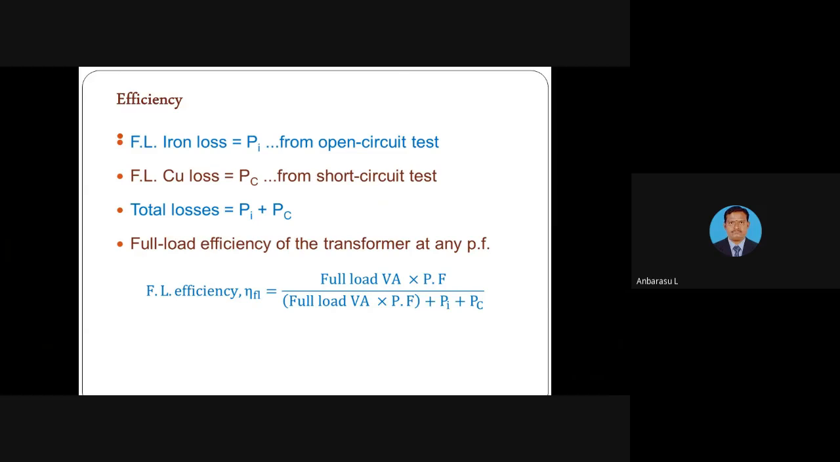So based on the losses, we have to determine the efficiency of the transformer at any power factor. Any power factor value means 0 to 1. That is 25% of load, 50% of load, 75% of load under full load conditions at any power factor. Full load efficiency is equal to full load VA into power factor divided by full load VA into power factor plus iron losses plus copper losses. This is the formula behind the efficiency of a transformer. The full load VA into power factor is the output power, divided by output power plus total losses, iron losses plus copper losses. It is the formula for efficiency of the transformer: output power divided by output power plus losses.